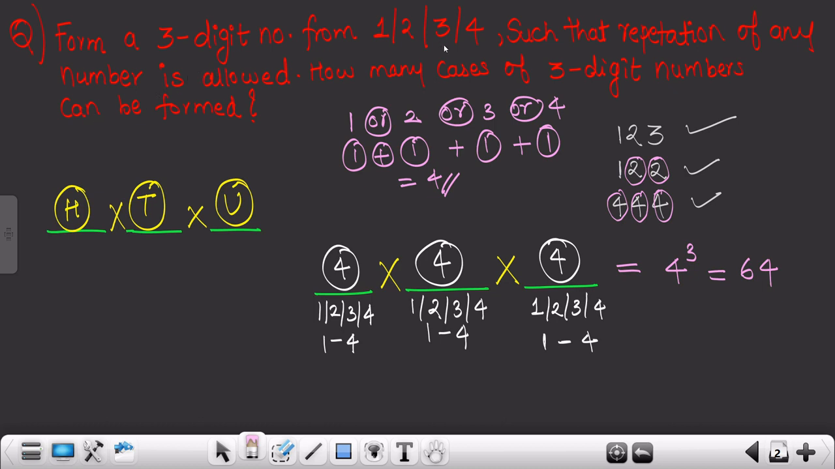This is provided you are given this set of numbers, that is 1, 2, 3, 4. I hope you understood this particular video and this concept.